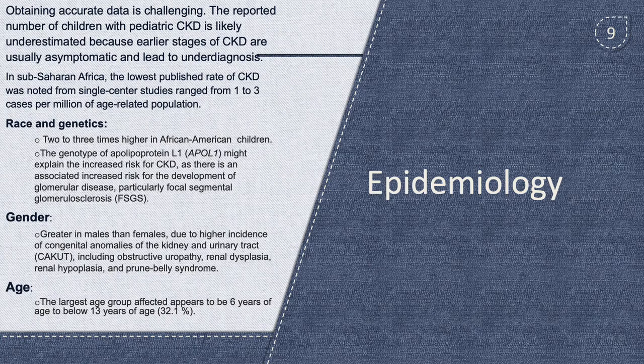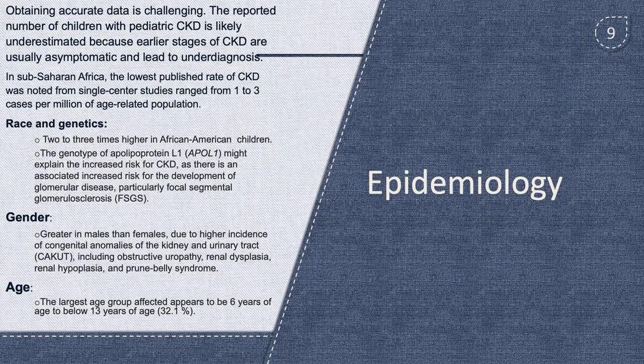Obtaining accurate data is difficult. The reported number of children with pediatric CKD is likely an underestimate because early stages of CKD are usually asymptomatic, and this leads to an underdiagnosis. In sub-Saharan Africa, the lowest published rates of CKD ranged from 1 to 3 cases per million of age-related population. However, as stated above, this may be inaccurate.